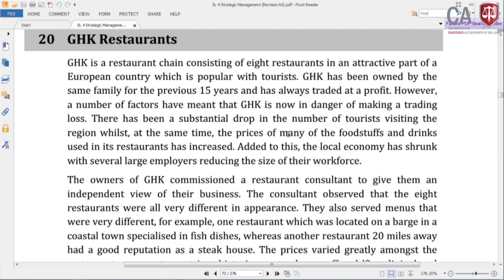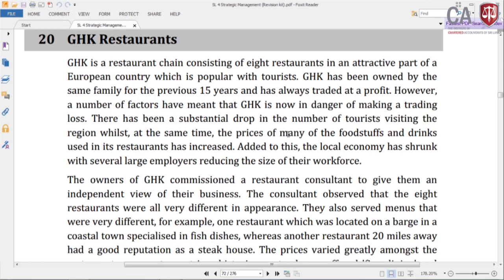Then what is the next information? GHK has been owned by the same family for the previous 15 years and has always traded at a profit. So, this is a profitable business and has been in the industry for the last 15 years. However, a number of factors mean that GHK is now in danger of making a trading loss. Now, the situation is not favorable. A favorable scenario is going to become unfavorable. There is a possibility of making losses.